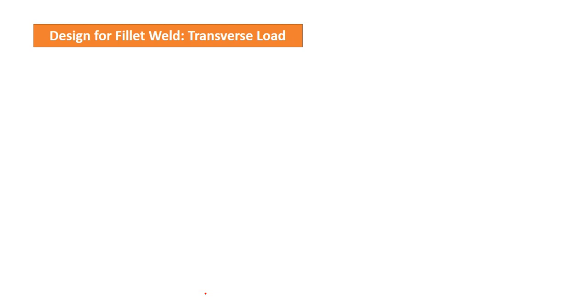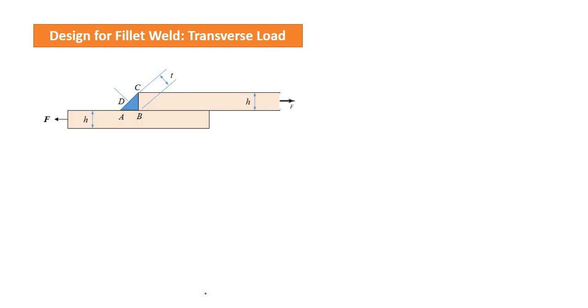We have discussed groove weld. Now we can discuss fillet weld. Let us consider this example where load F is applied. We are connecting these two, plate number 1 and plate number 2, and this fillet weld is there. We have removed the reinforcement. This thickness along BD is the throat thickness, the plate thickness is H, and the same is the weld leg.